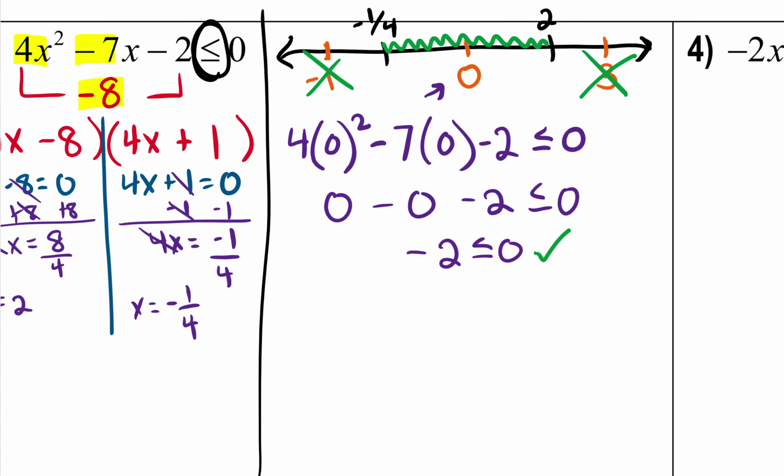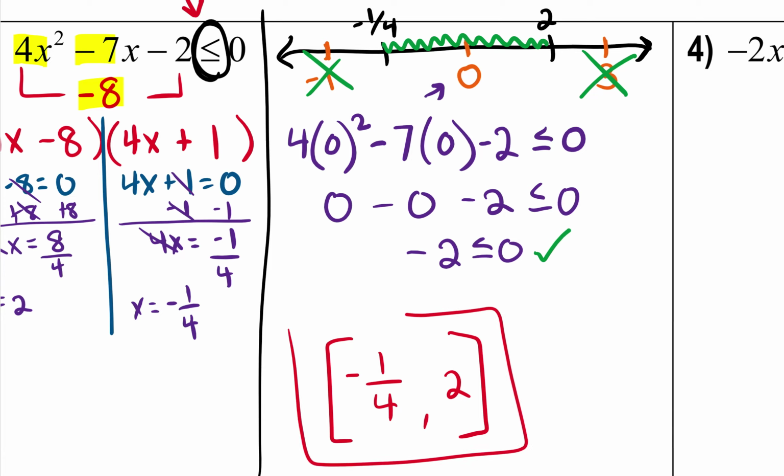When I write my answer, I just write my 2 points: negative 1/4 and 2. Then I look at my symbol. My symbol right here is underlined, so because it's underlined, I use the brackets, not the parentheses, and that would be my final answer. Of course, if you had plugged in 3 or negative 1, you would have found that it is not less than 0, so you could have marked those out and already known that the middle is your answer.